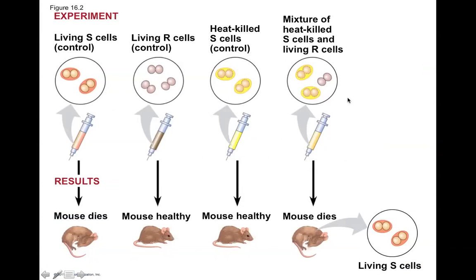So what he concluded was that there had to be some chemical factor that could be transmitted from these dead S cells that could get into the R cells that could somehow train them to produce the capsule.